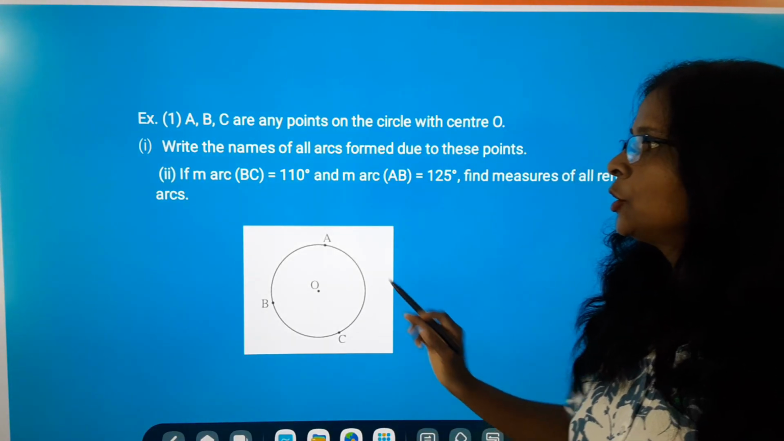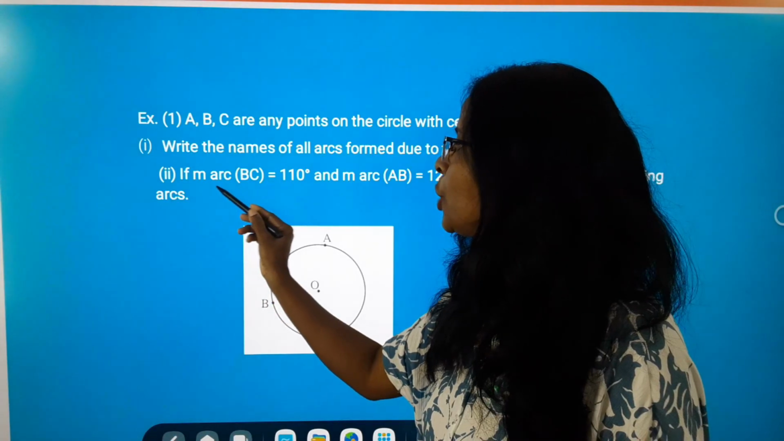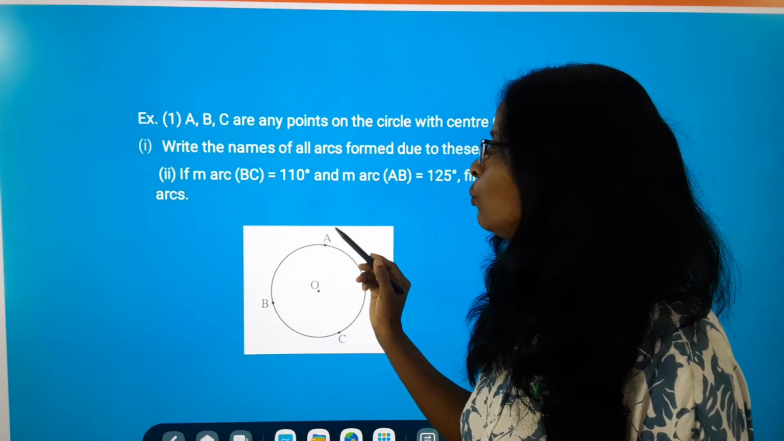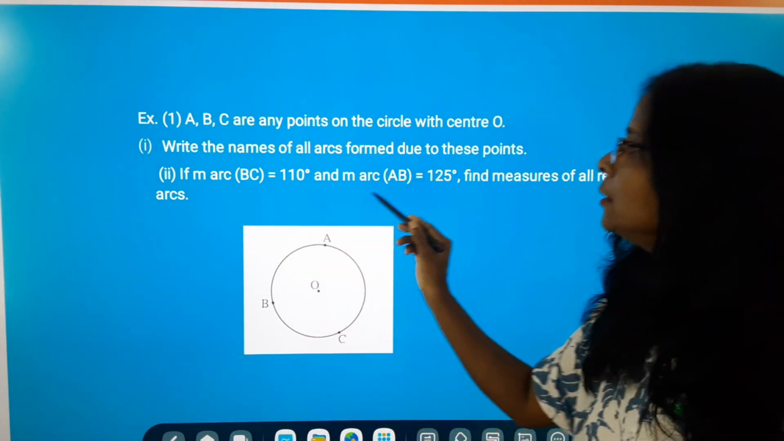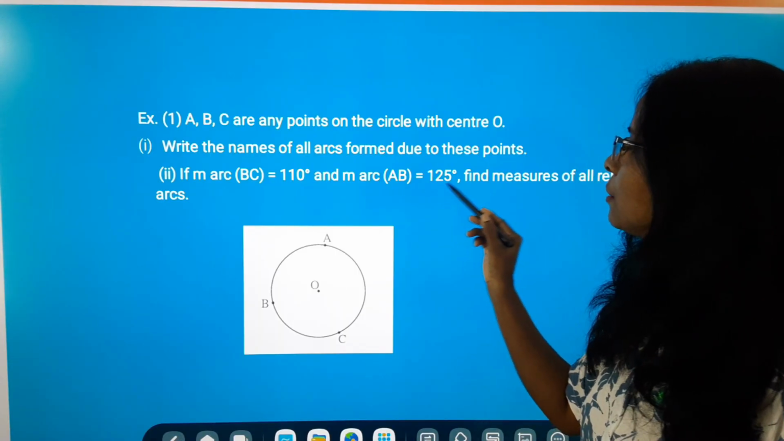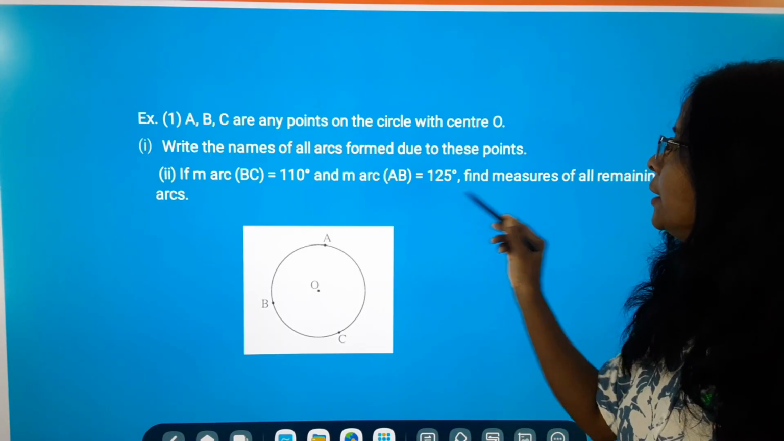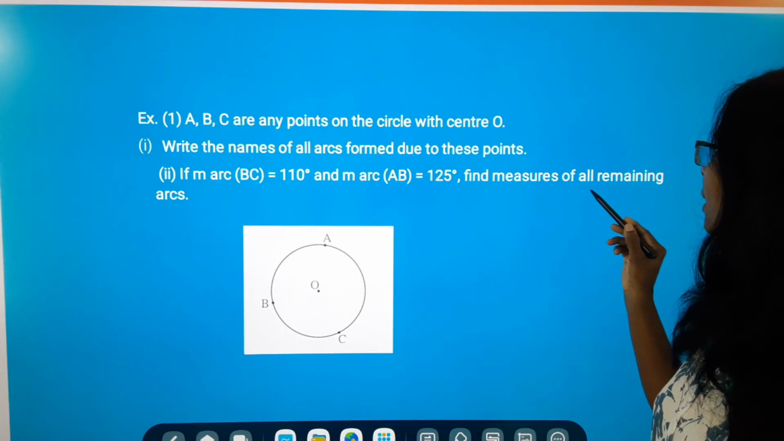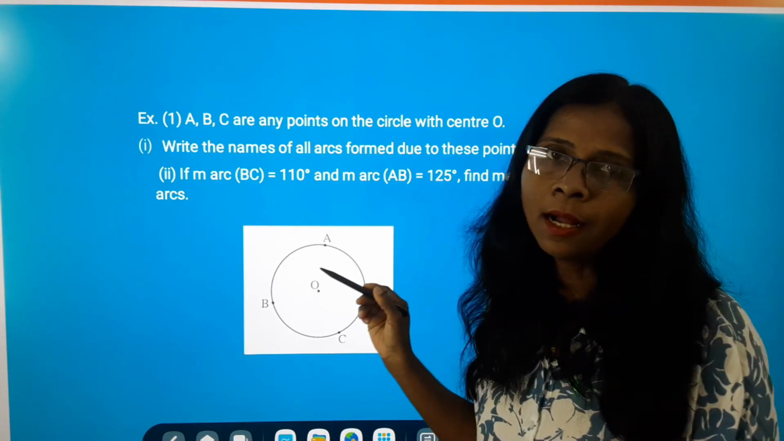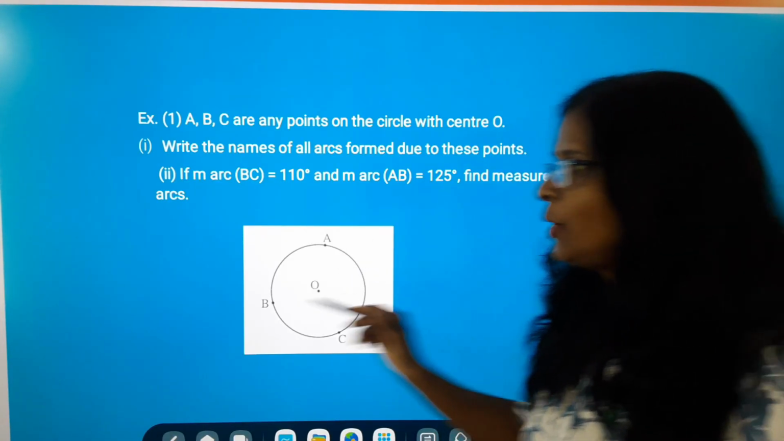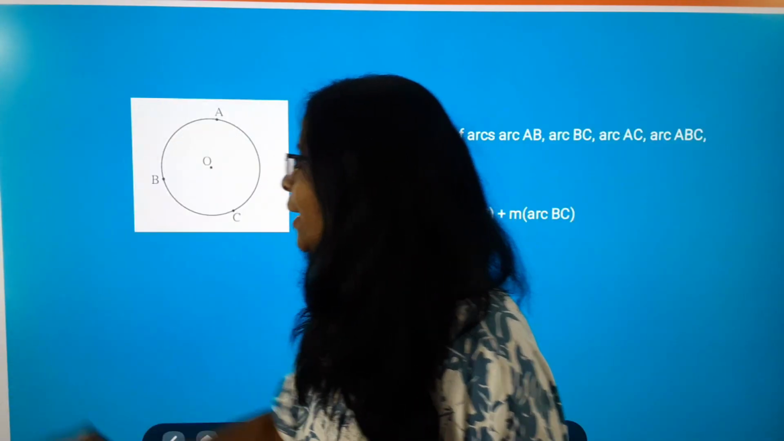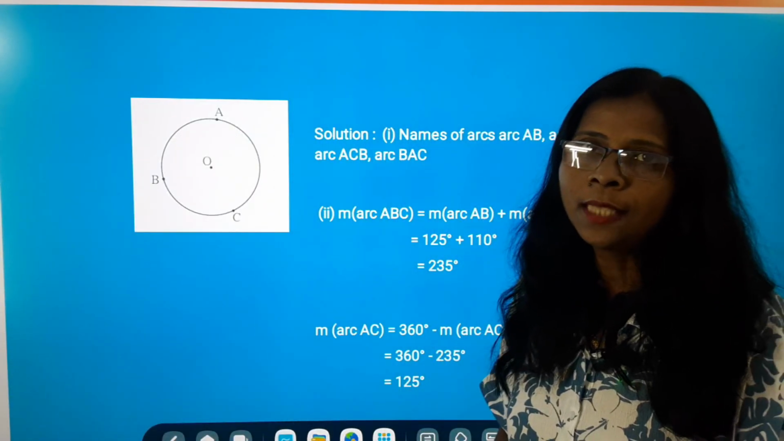And the second question is, if major arc BC is equal to 110 and major arc AB is equal to 125, then we have to find the measure of all remaining arcs. Okay students, so let us see how we can solve this example.